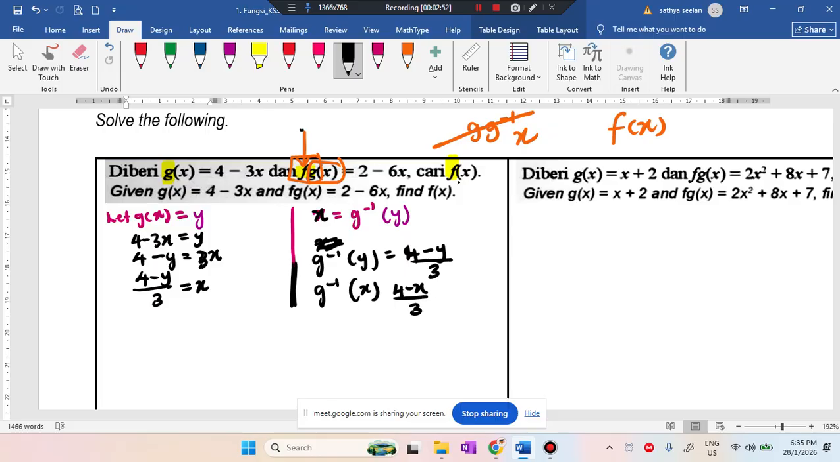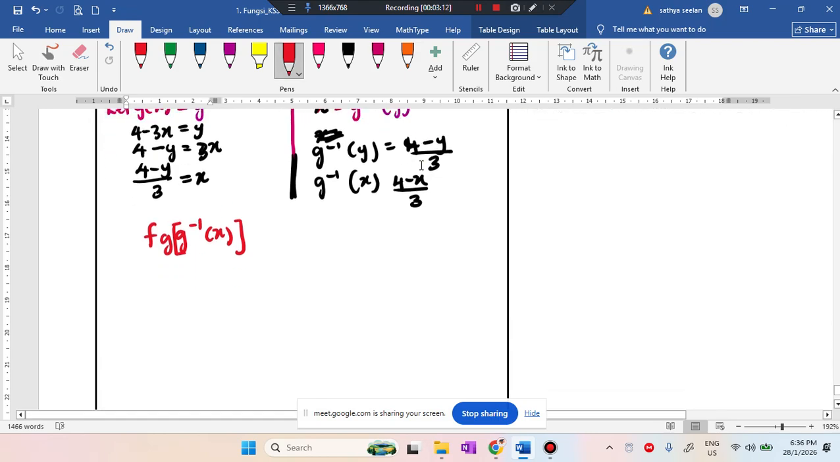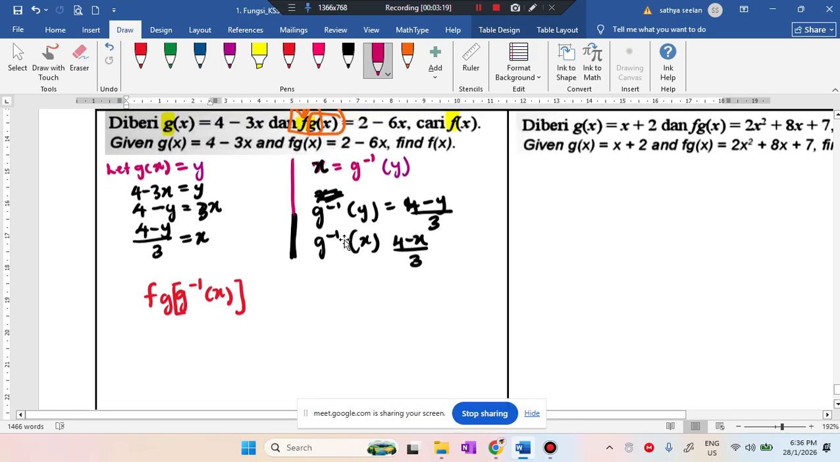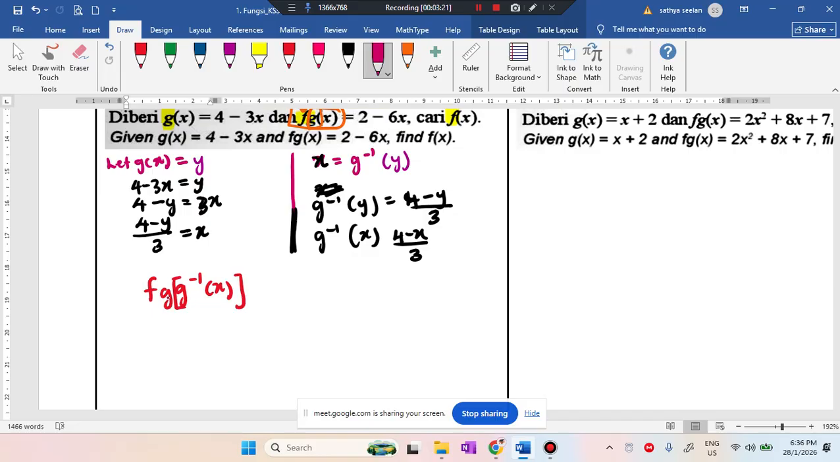Now how to find your f of x? You write your function first. fg of x, so you have to put your g inverse here, so that g and g inverse cut off each other. You have to be smart about placing it. So you write your outside function first.